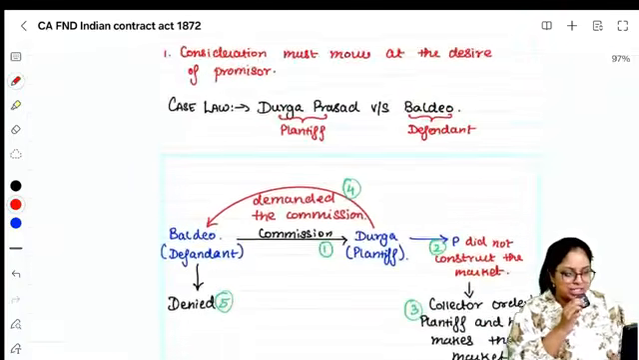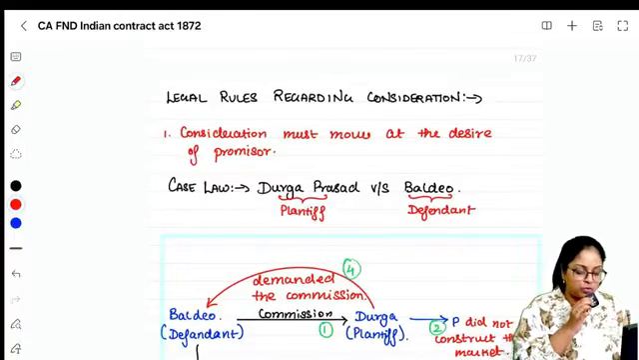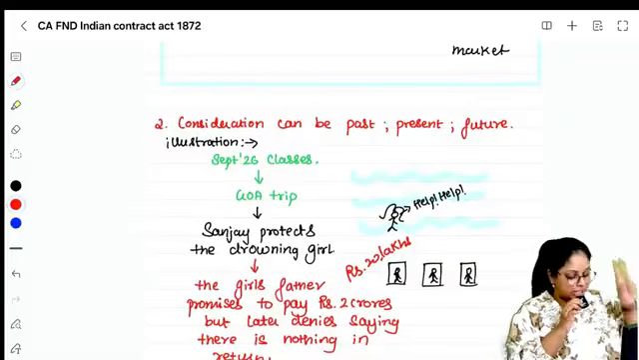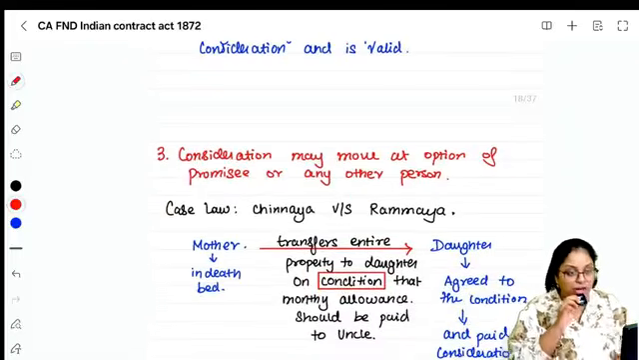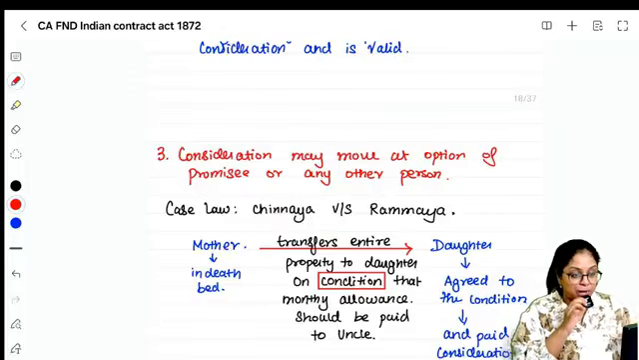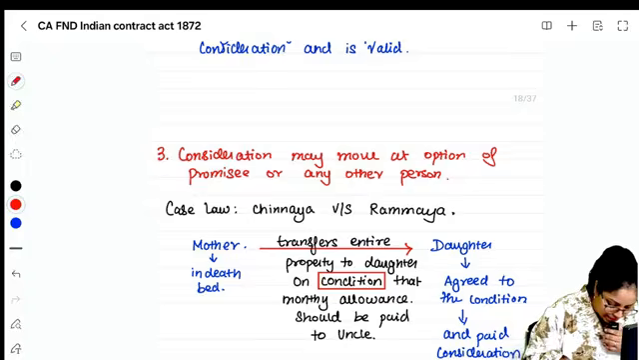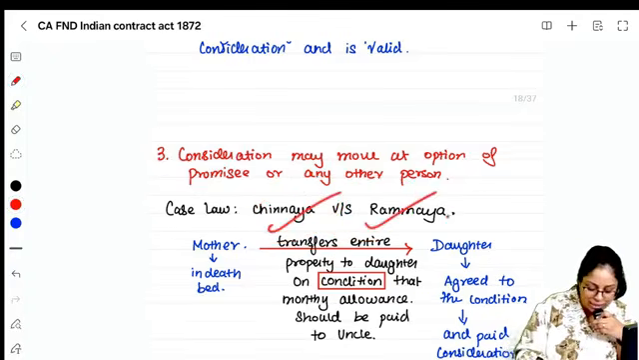So first essential என்னது, consideration must always move at the desire of the promisor. ரெண்டாவது என்னது, consideration can be past, present or future. மூணாவது என்னது, consideration may move at the desire of the promisee. Consideration may move at the desire of the promisee. இதுக்கு classic case law is there, Chinnaya versus Ramaya. You guys remember this case law?